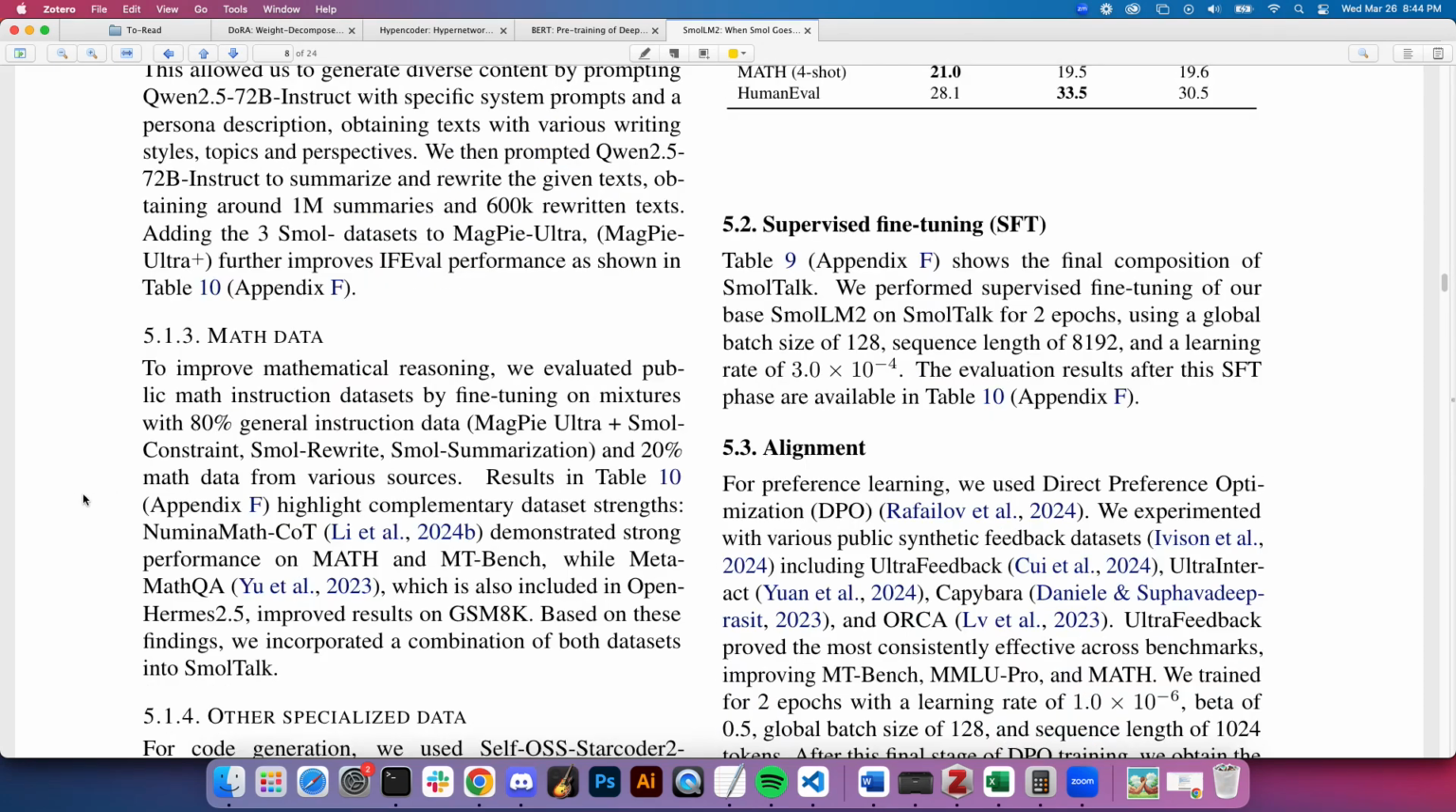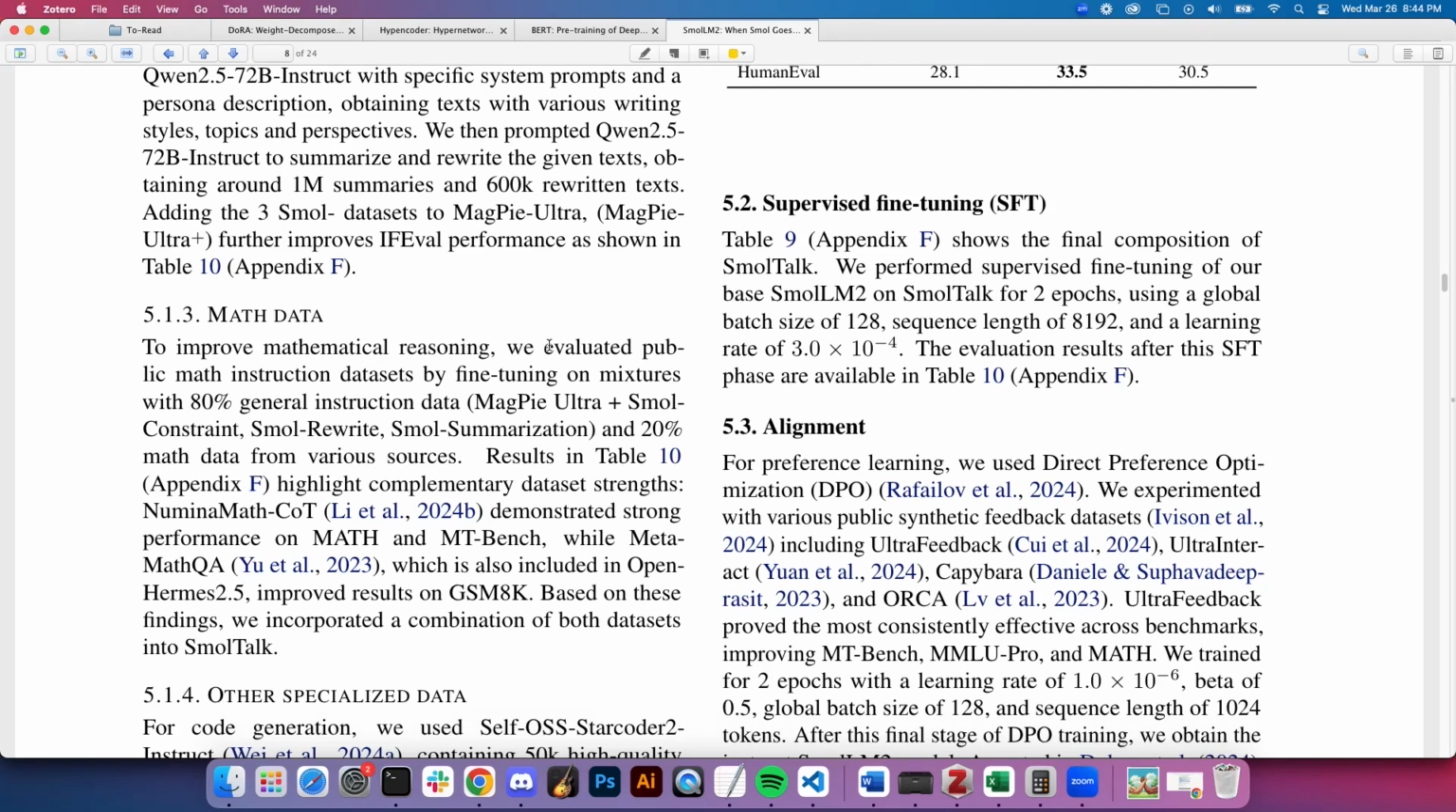Cool. Let's see. To improve mathematical reasoning, we evaluated public math instruction datasets by fine-tuning on mixtures with 80% general instruction data and 20% math data from various sources. Results in Table 10 highlight complementary dataset strengths. NuminaMath CoT was strong on math and MT-Bench. MetaMathQA, which was also included in OpenHermes 2.5, improved results on GSM-8K. Based on these findings, we incorporated a combination of both datasets in SmolTalk, so that's good to know.